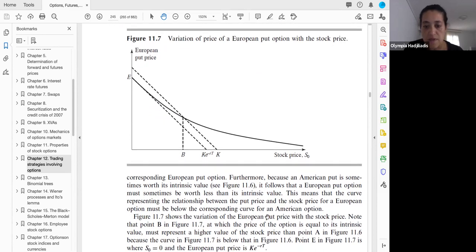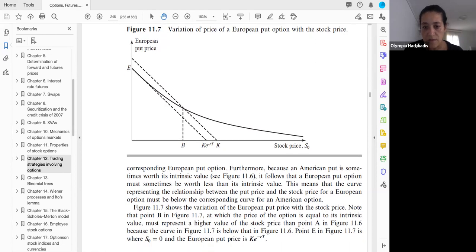So figure 11.7 shows the variation of the European put price with the stock price, as we can see over here. Note that point B in figure 11.7, at which the price of the option is equal to its intrinsic value, must represent a higher value of the stock price than point A in figure 11.6, because the curve in 11.7 is below that in figure 11.6, as we can see. So point E in figure 11.7 is where S0 is equal to 0. The European put price is definitely K e to the minus RT.